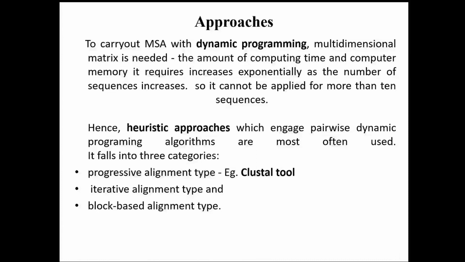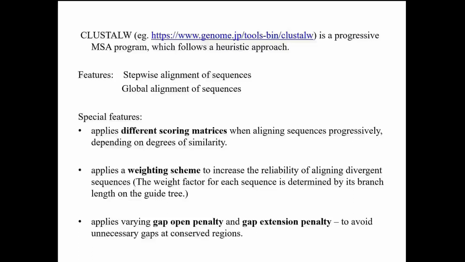Hence, to carry out MSA with lengthy sequences or a large number of sequences, usually heuristic approaches are preferred. Heuristic approaches engage pairwise dynamic programming algorithms. Heuristic approaches fall into three types: one is the progressive alignment type, then the iterative alignment type, and the block-based type. Clustal W is a progressive MSA program which follows a heuristic approach.